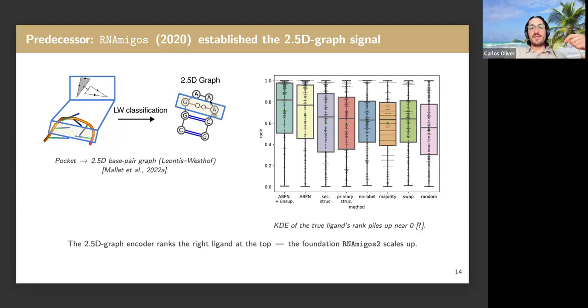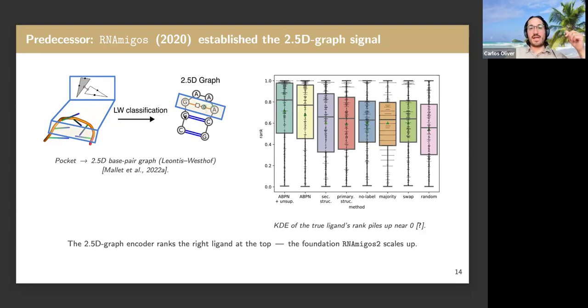So we take basic 2D secondary structure graphs and include in them these additional interactions that are categorized into 12 possible categories. And this is what the model is able to reason over. Essentially, we try to get the model to identify these patterns in these graphs that tell us something about small molecule binding interactions.